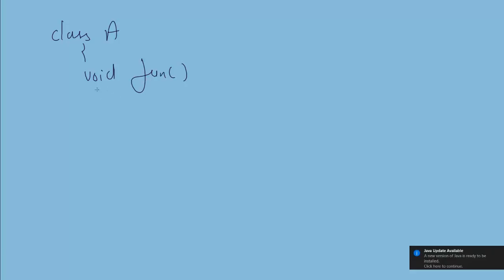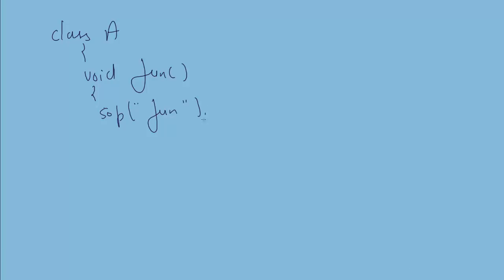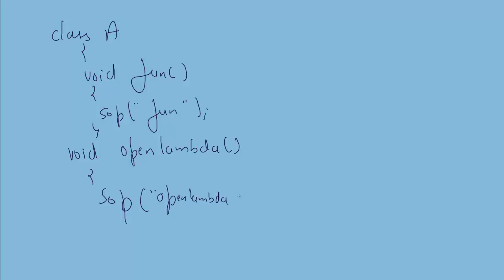There's a class called A which has a method called fun. This method has a SOP statement called fun. There is a method called open lambda, with a SOP statement: open lambda in super.